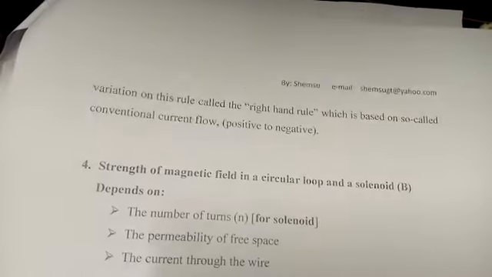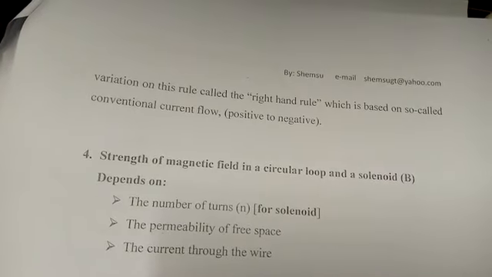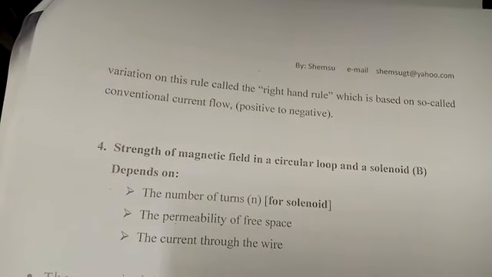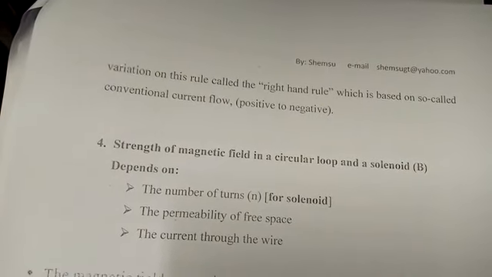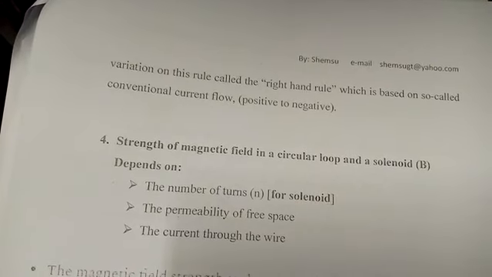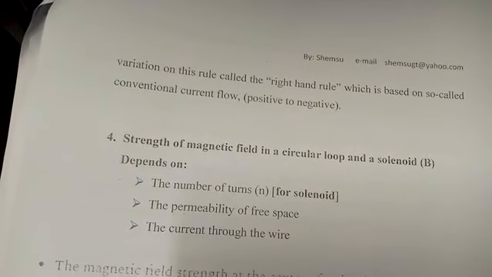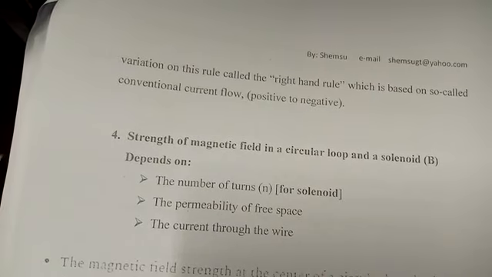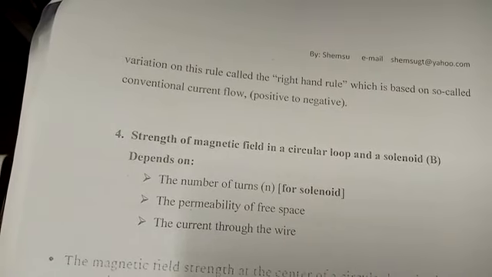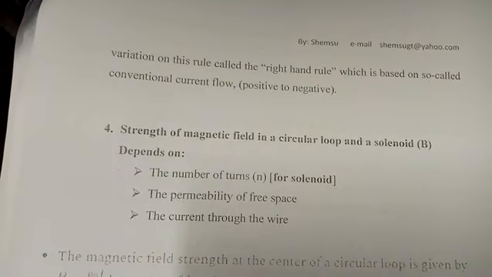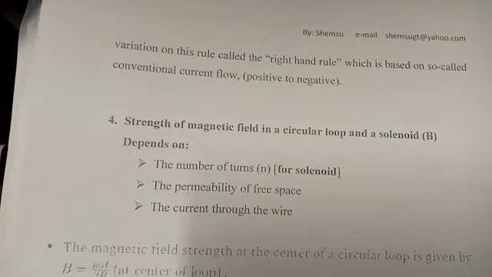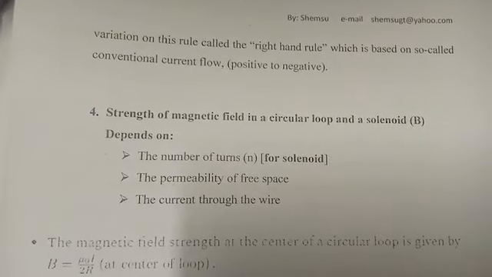The right hand rule is based on so-called conventional current, which is positive to negative, and the left hand rule is based on real current. You know that real current flows from the negative port to the positive port. This was our discussion in chapter 3.